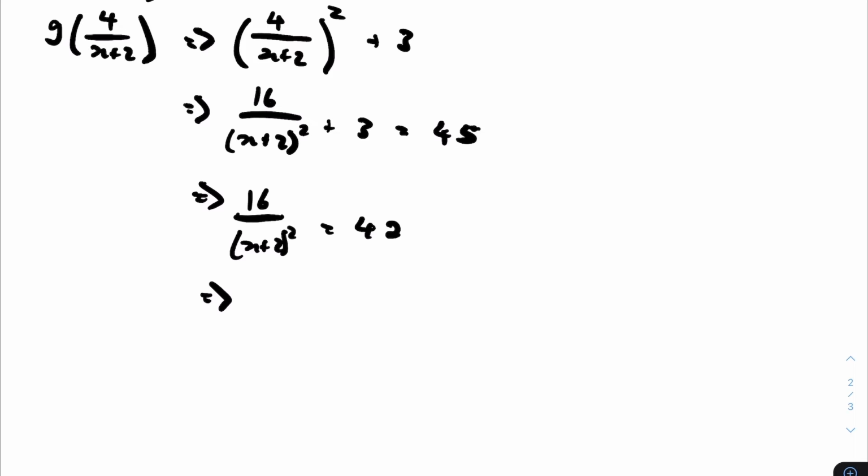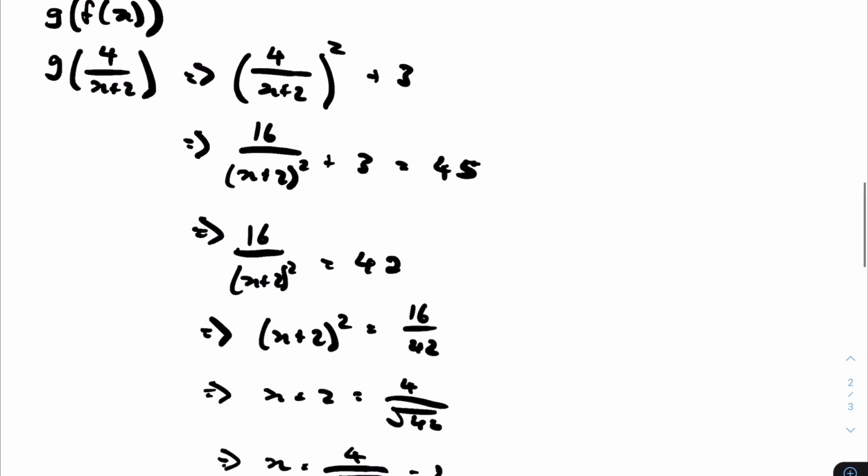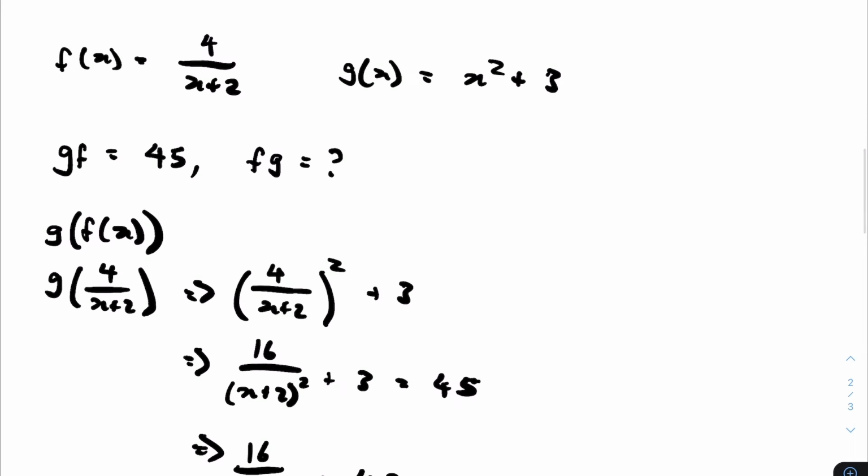So that means that (x + 2)² is equal to 16/42. Then x + 2 is equal to 4/√42, and x is equal to 4/√42 − 2. And based on this value of x, we can use our equation for f(g).